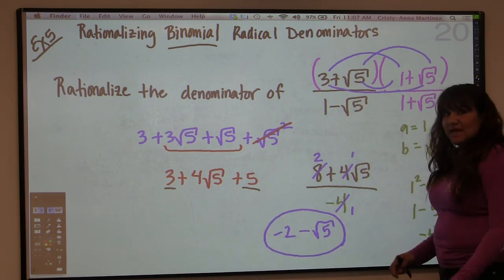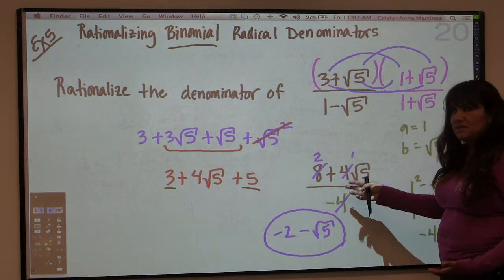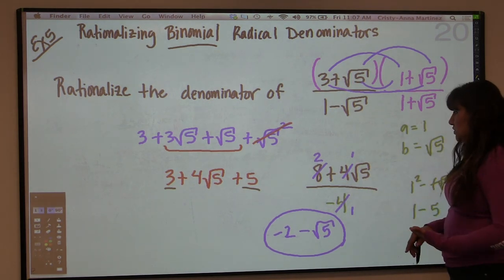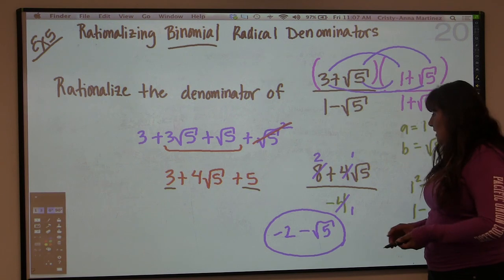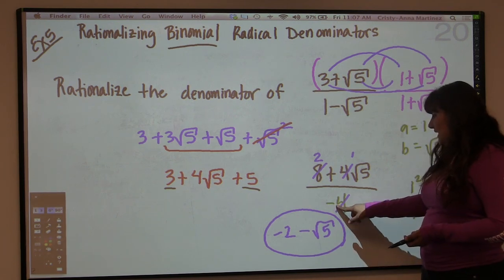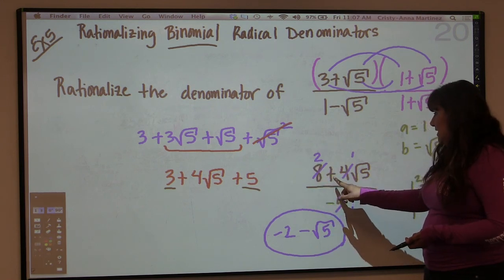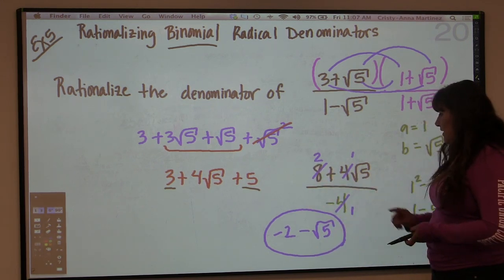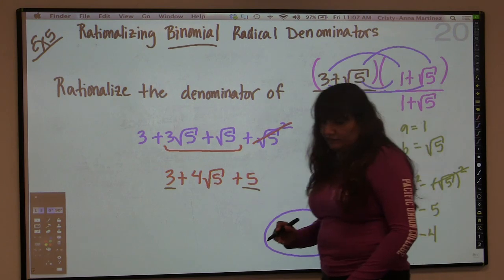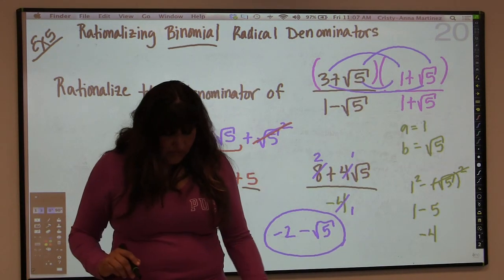Okay, now that won't always happen. Sometimes it doesn't reduce, and that's okay. But if it does reduce, then you want to make sure that you do that. So in this case, there was a negative on the bottom, so I moved the negative to the top, so that'd be a negative 2, and then a negative root 5. So there's my final answer, negative 2 minus root 5.